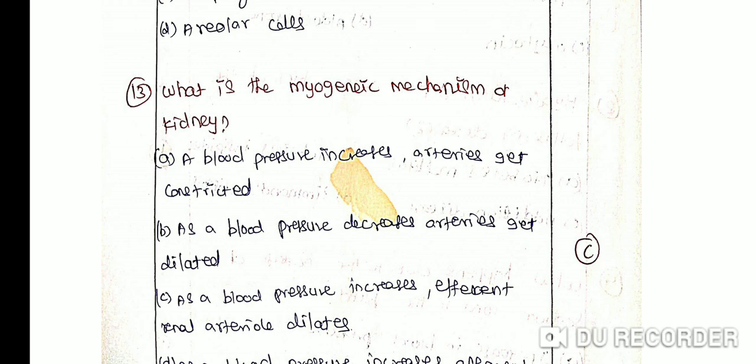Next question: what is the myogenic mechanism of the kidney? Option A, as blood pressure increases, arteries get constricted. Option B, as blood pressure decreases, arterioles get dilated. Option C, as blood pressure increases, efferent renal arterioles dilate. Option D, as blood pressure increases, afferent renal arteriole dilates. The correct answer is option C, as blood pressure increases, efferent renal arterioles dilate.